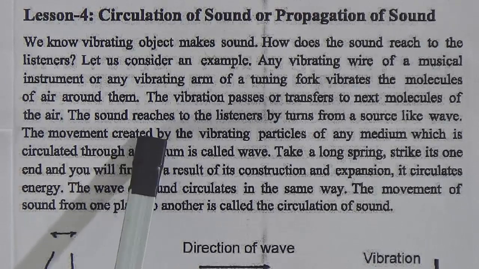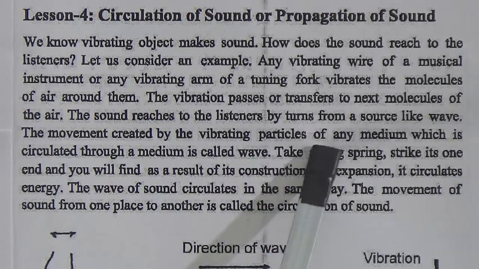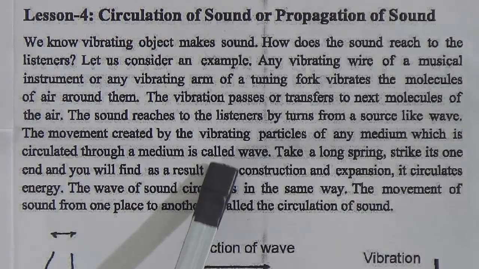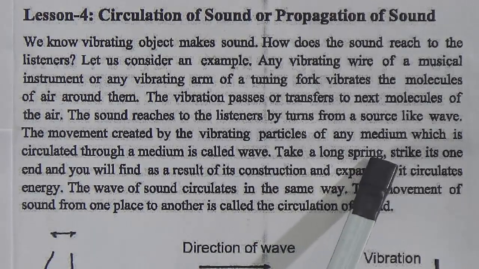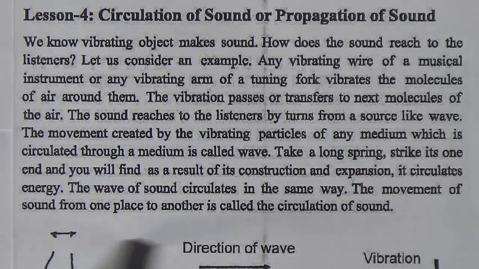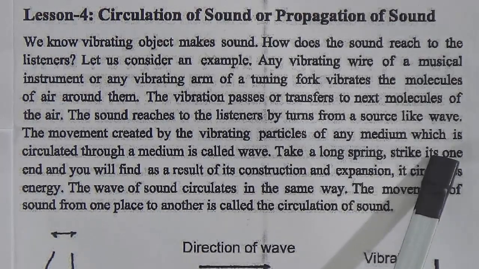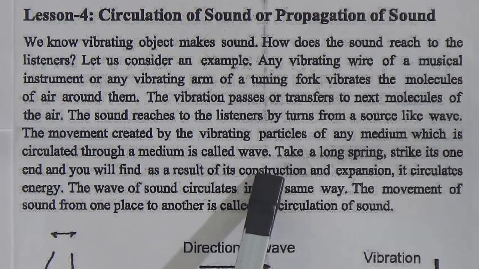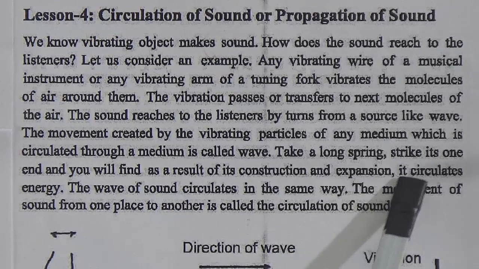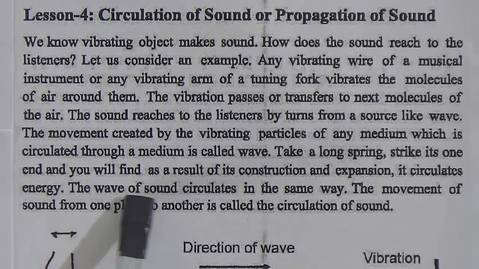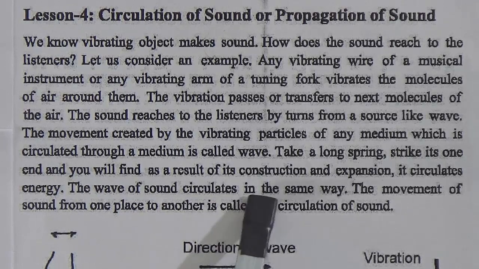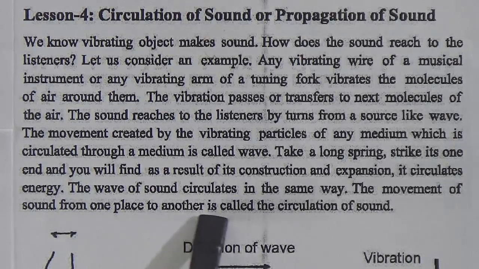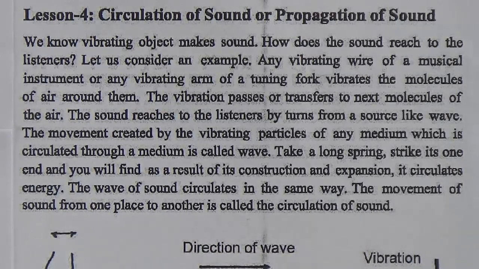The movement created by the vibrating particles of any medium which is circulated through a medium is called a wave. Take a long spring like this picture. Strike its one end and you will find that as a result of its contraction and expansion, it circulates energy. The wave of sound circulates in the same way. The movement of sound from one place to another is called the circulation of sound.